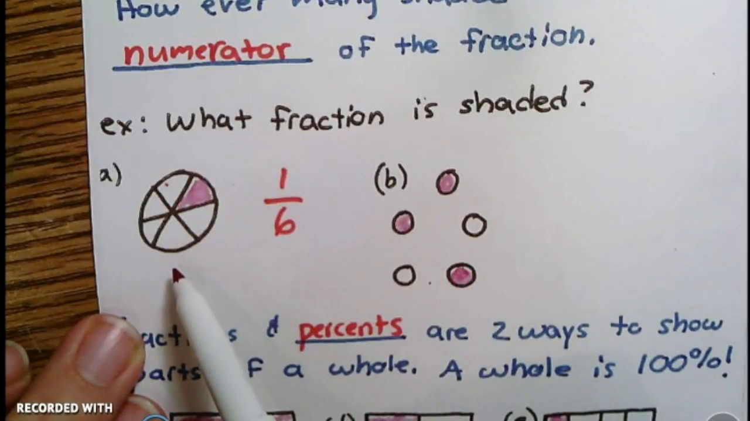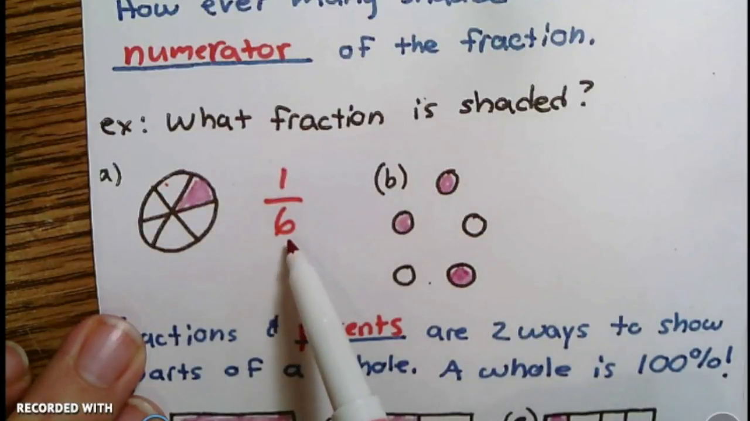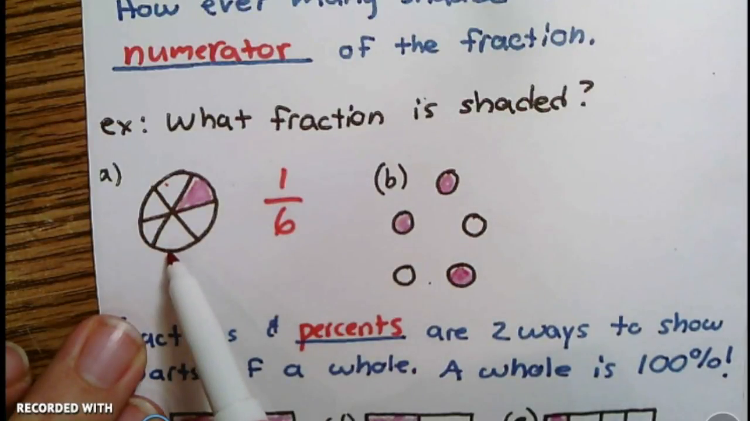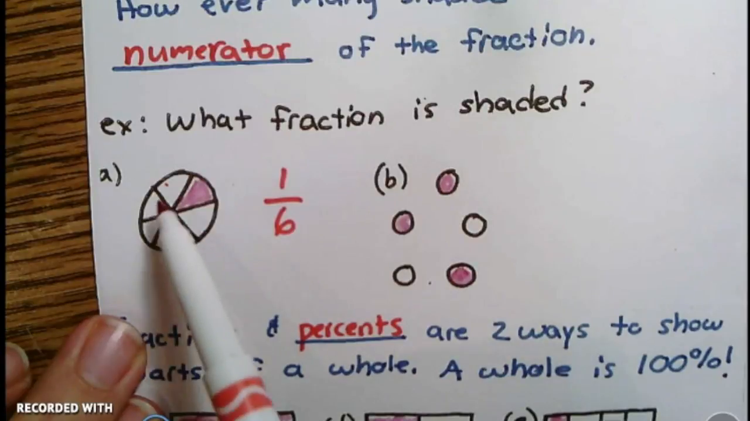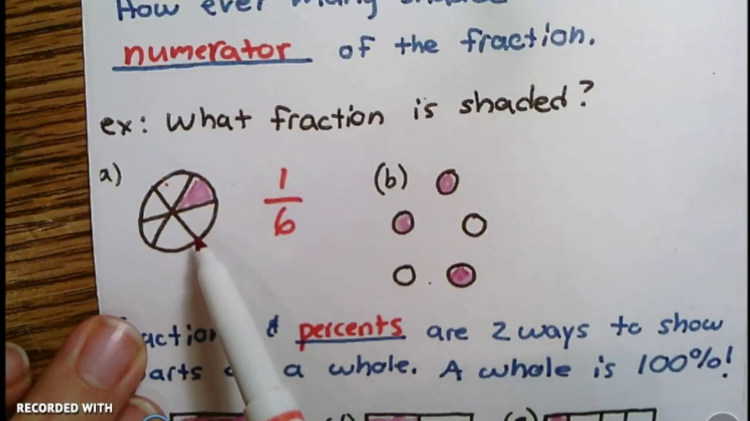It also might say what fraction is not shaded. So in that case, my denominator would still be 6, but I would count the parts that are not shaded for the numerator. 1, 2, 3, 4, 5. So the fraction of what is not shaded would be 5/6.